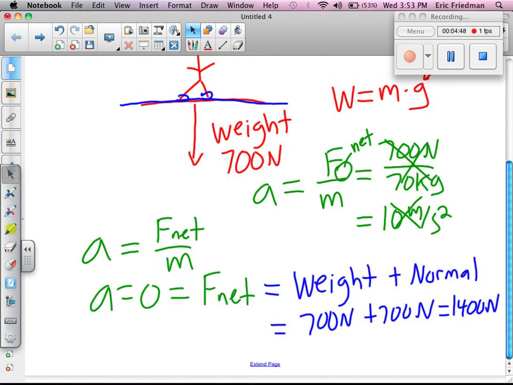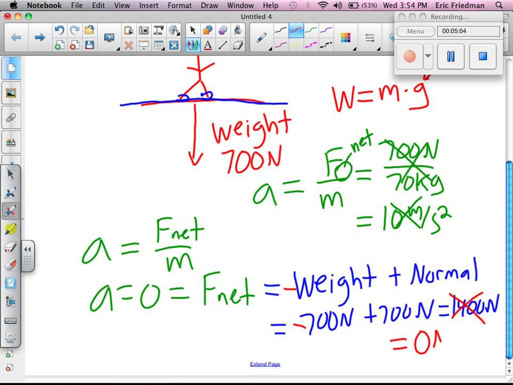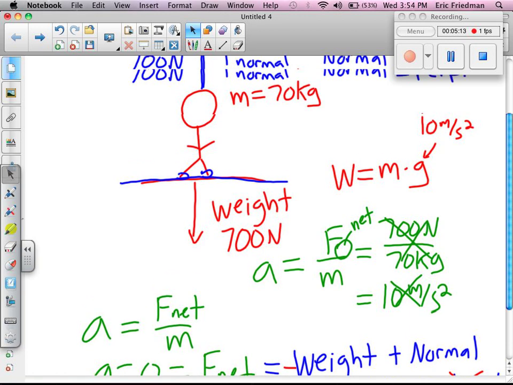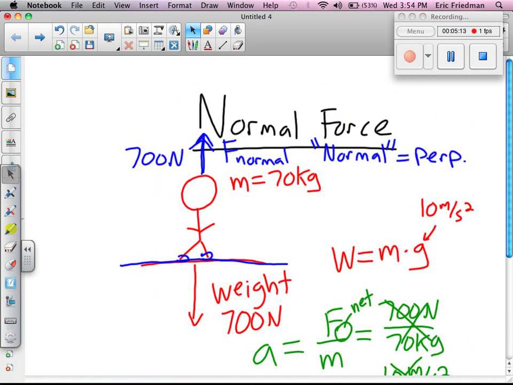So what I need to do is account for one of them going up and one of them going down. I'll make the weight a negative since it's going down. We like things that are going down to be negative. So that's not 1400 anymore. That's 0 newtons. So that's a quick little introduction to normal force. Once again, a normal force means perpendicular to a surface. Anything that's sitting on a surface is going to have a normal force acting on it.